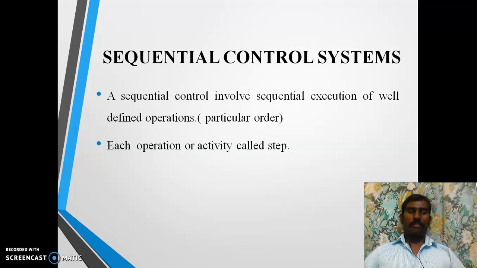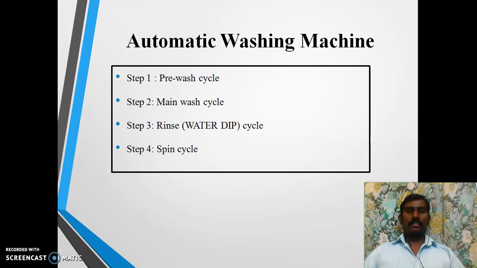There are a number of applications in sequential controlling. For example, an automatic washing machine, then automatic focusing of an automatic camera. Like that, there are a number of automatic sequential control cycles or control processes.